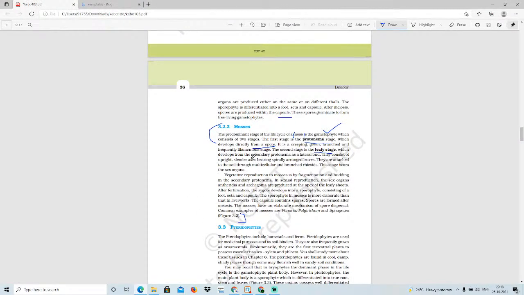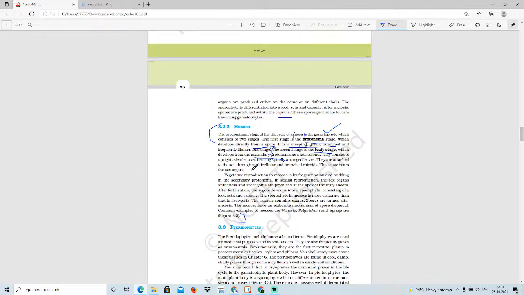So we'll read this once again for you to understand. It's saying the first stage is the protonema stage, the second stage is the leafy stage, right? The first stage, the protonema stage, develops from a spore. We saw that in the diagram. The protonema stage is a creeping, green, branched, and frequently filamentous stage. I showed that in the diagram. And the second stage is the leafy stage, which develops from the secondary protonema, which is the cusp, as a lateral bud. Now they're talking about the leafy stage. It consists of upright, slender axis bearing spirally arranged leaves.